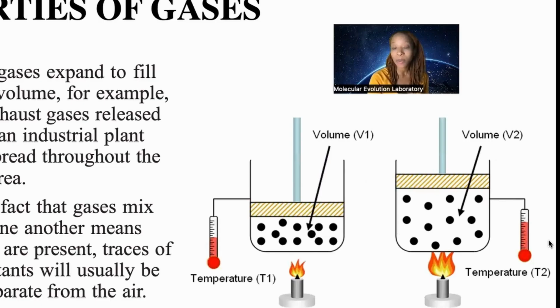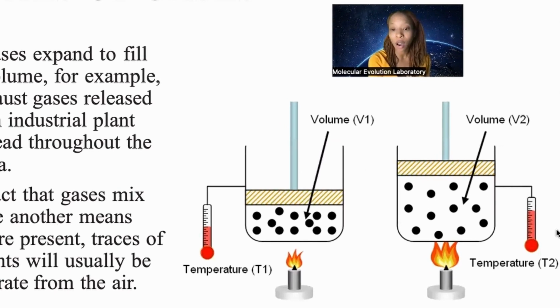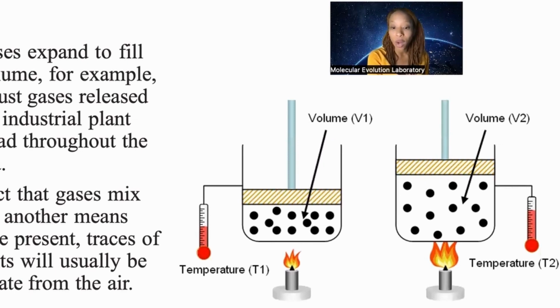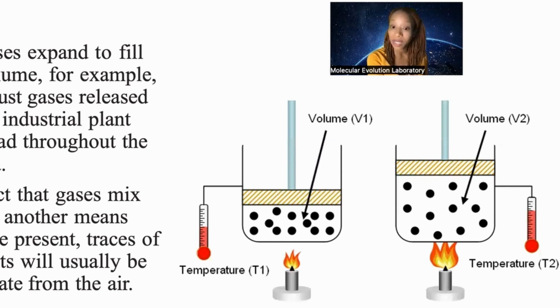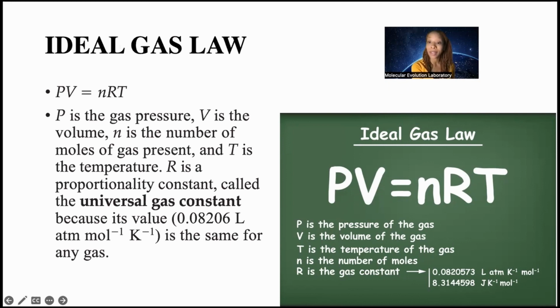Here we see a representation of Charles' law, where V1/T1 is equal to V2/T2, which means that where there is an increase in temperature, there is also an increase in volume, and where there is a decrease in temperature, there is a decrease in volume. So we spoke about Boyle's law, Charles' law, and Avogadro's law.